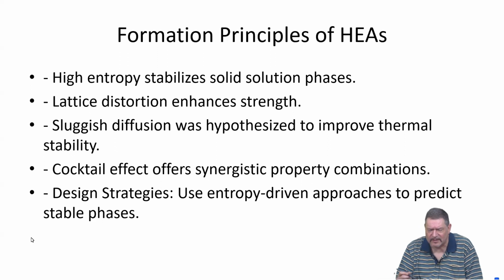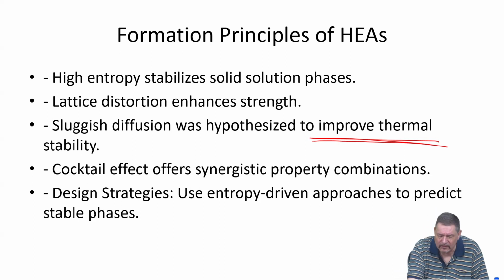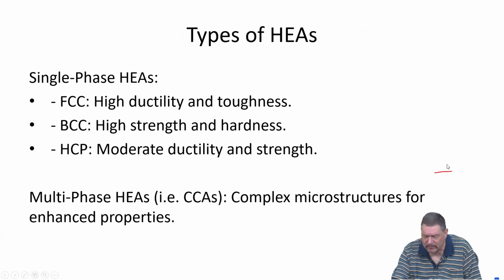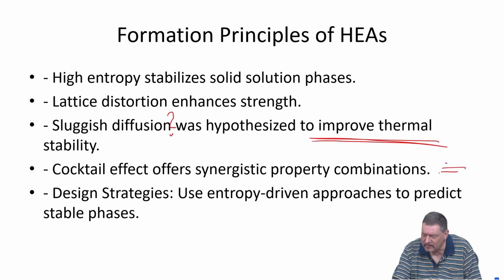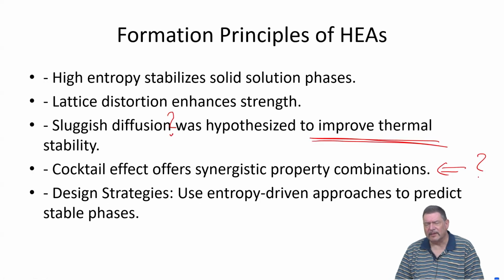I wrote here, sluggish diffusion was hypothesized to improve thermal stability. It's clear that if you have sluggish diffusion, you will have improved thermal stability, right? Whether high entropy alloys serve to provide sluggish diffusion is something where we make a question mark, and which will be one of the important aspects of this course. This is something which we still don't really understand.